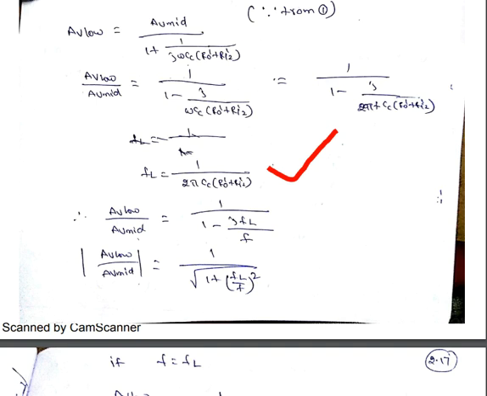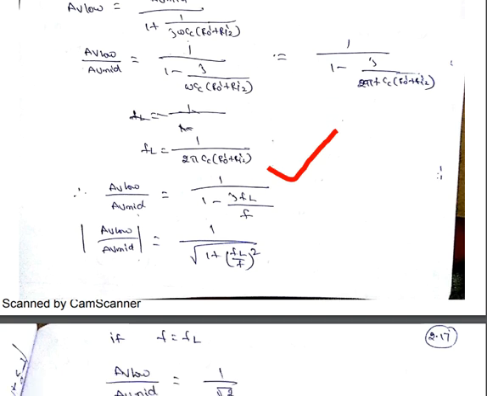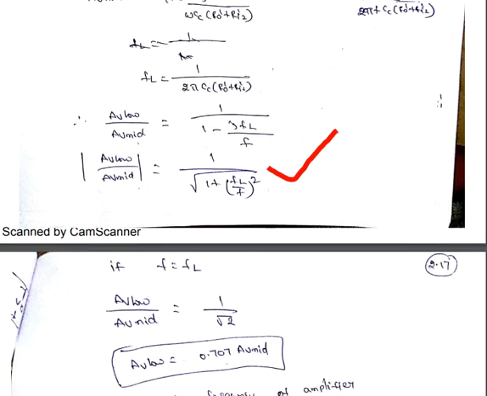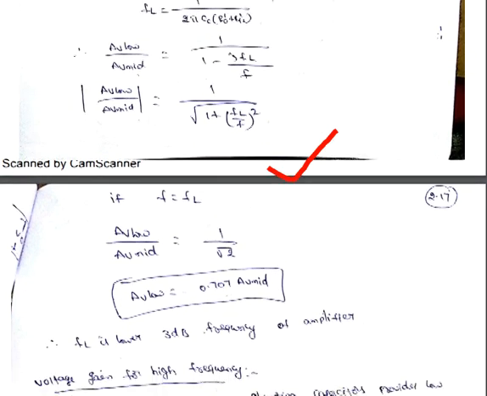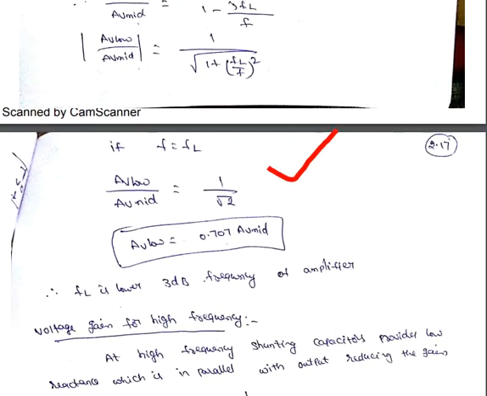So you're just taking your magnitudes. Then the magnitude of AV low by AV mid is equal to 1 by square root of 1 plus (FL by F) whole square. So if F equals FL, then AV low by AV mid is equal to 1 by root 2. So AV low is equal to 0.707 into AV mid. So FL is the lower 3 dB frequency of an amplifier.